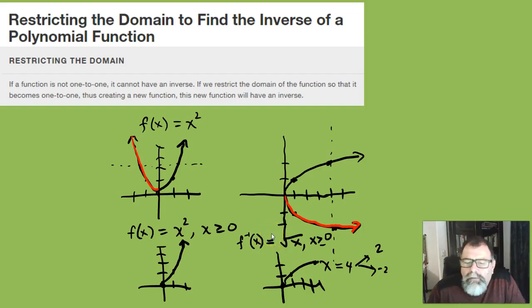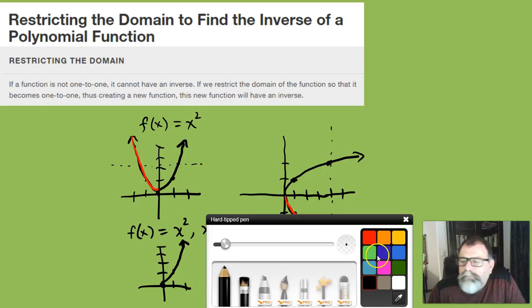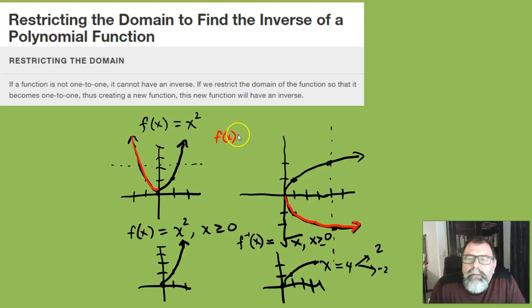Okay, so for the red one, let me just write it. I won't redraw it. If I did f of x is x squared provided x is less than or equal to 0, that would be the red one. And then over here, f inverse of x would be the minus square root of x, which would be the bottom half of this parabola that's turned sideways. Okay, so it would just be the bottom half.